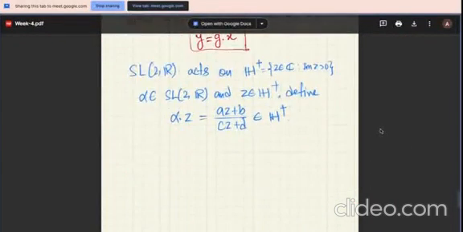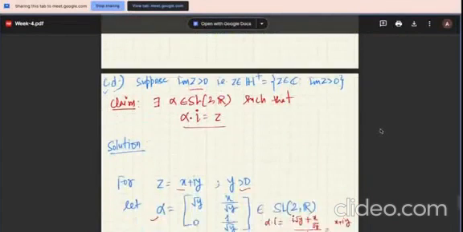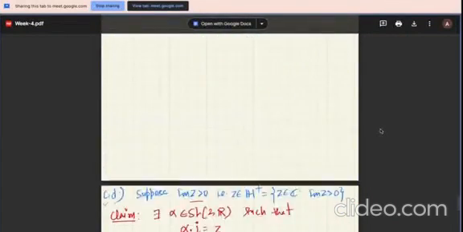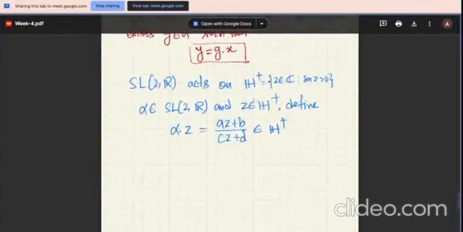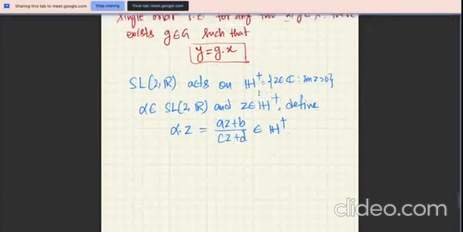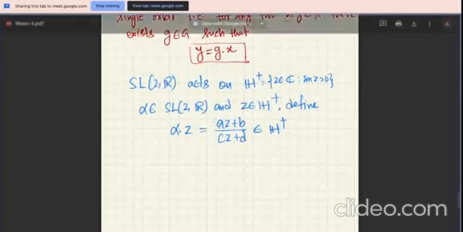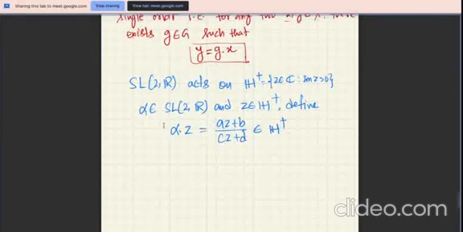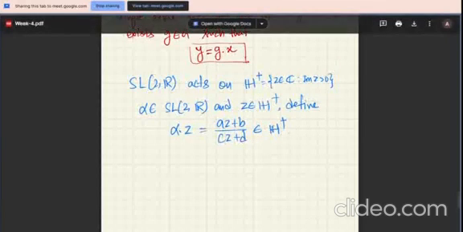Okay, now the thing is, SL2R acts on H plus via this one. So you take SL2R acting on H plus and define this binary relation alpha dot Z is equal to (AZ plus B) upon (CZ plus D). So this again belongs to H plus, as we have seen earlier.